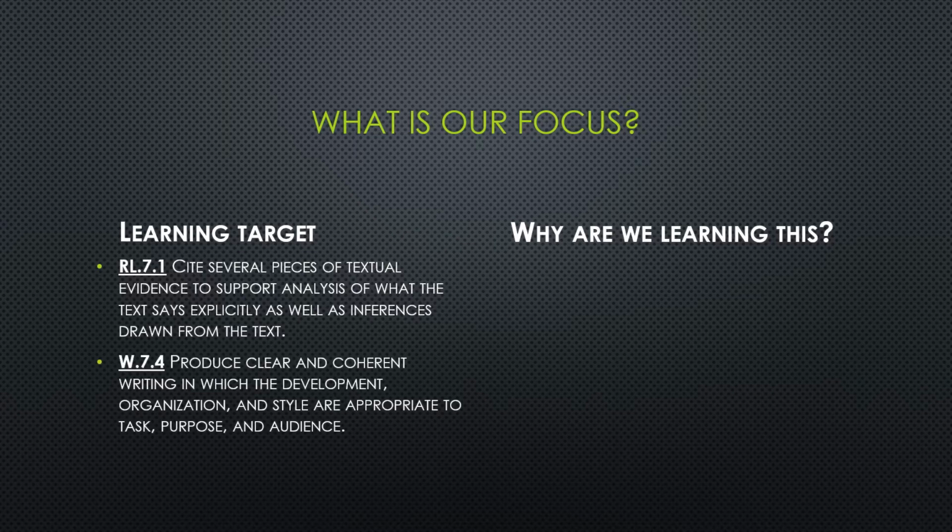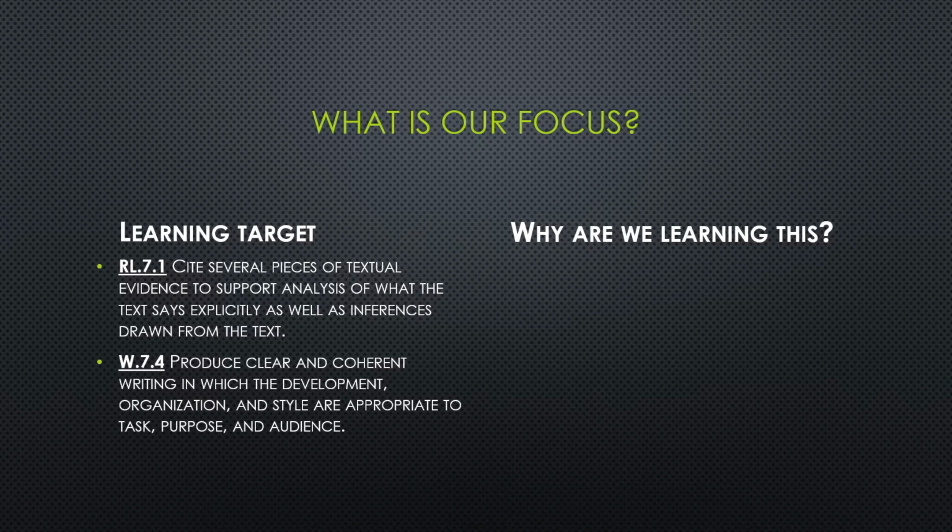Our second learning target is going to be a writing standard, W.7.4. Produce clear and coherent. Those are synonyms. They mean the same thing. Produce clear and coherent writing in which the development, organization, and style are appropriate to your task, your purpose, and your audience.